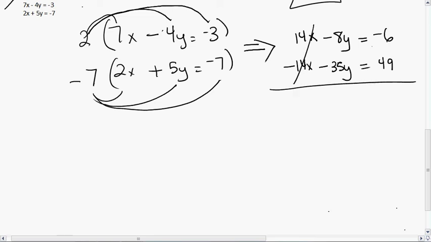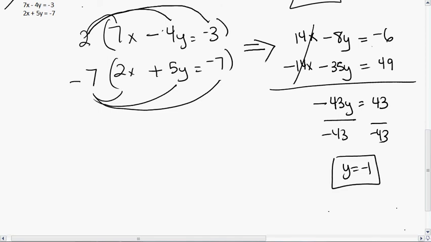Combine like terms, add those together. X's cancel. 8y and 35y, they're both negative. Combined together, they will be a negative 43y. Negative 6 plus 49 is going to be a positive 43. Divide both sides by negative 43. Y equals negative 1.